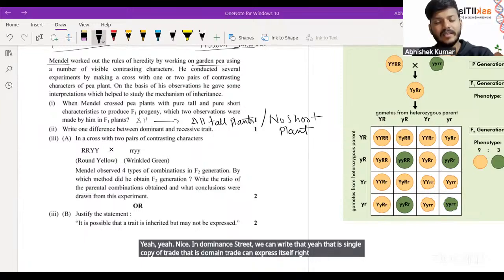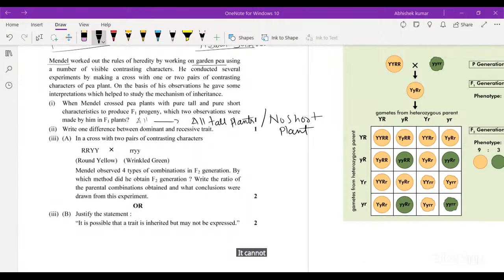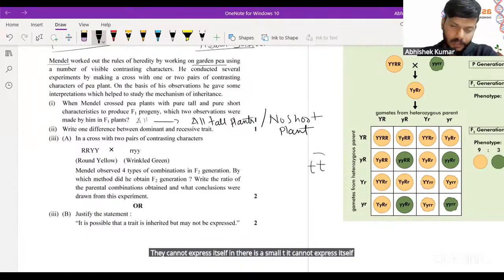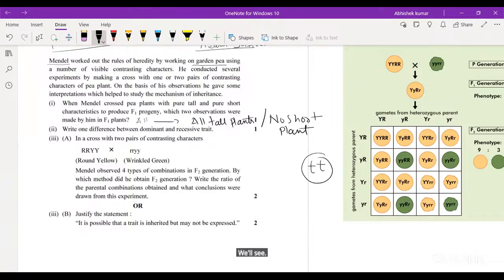And for recessive, what can we write? It cannot express itself. If there is a small t, it cannot express itself. It needs another small t with it. Then only this character will be expressed.